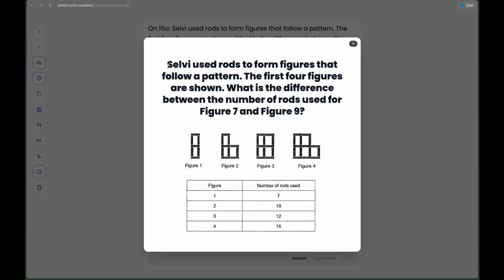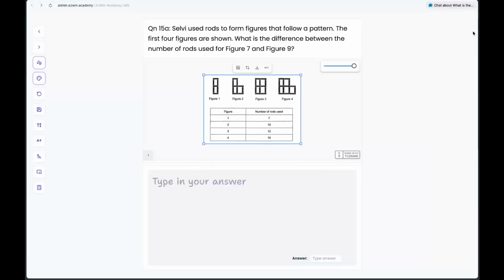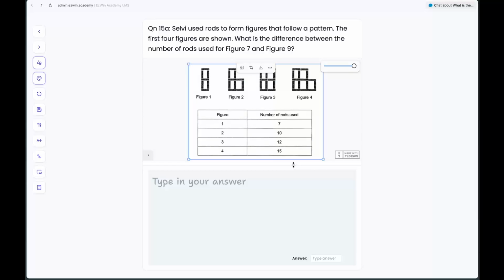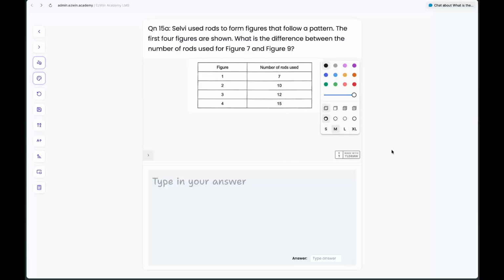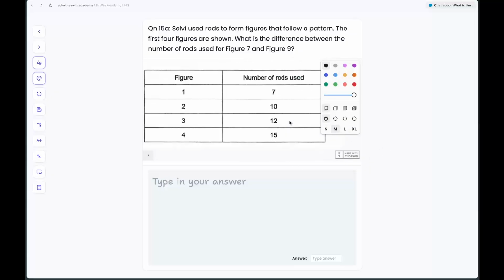Question 15, part A. Several used rods to form figures that follow a pattern. The first 4 figures are shown. What is the difference between the number of rods used for figure 7 and figure 9? So in this case, let's look at the table rather than the image as what we see over here. So the table has some patterns.